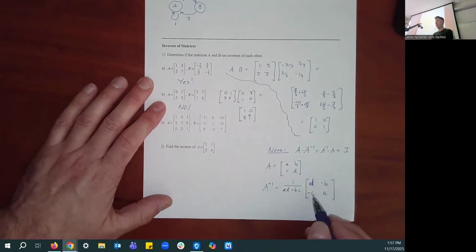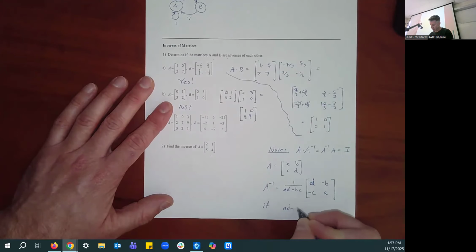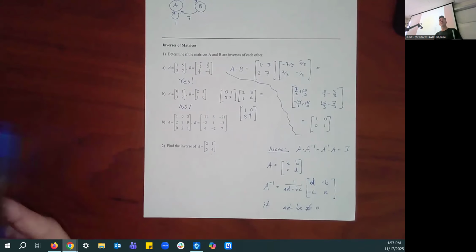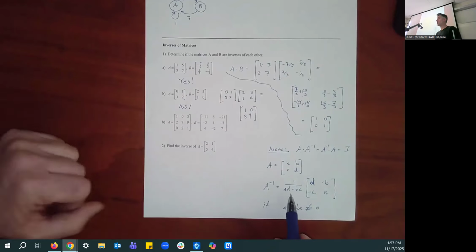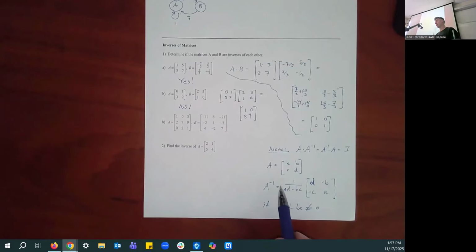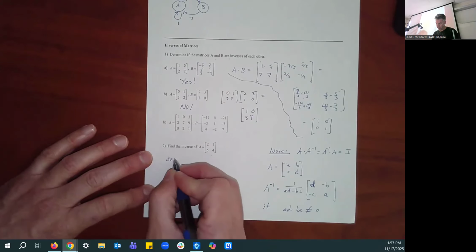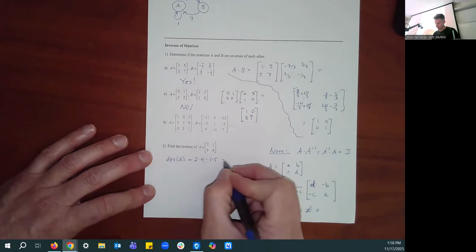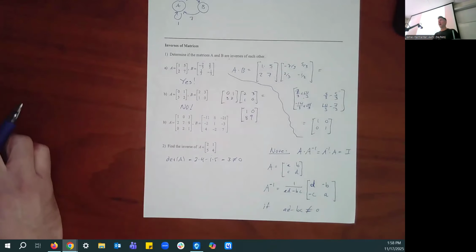And so this matrix exists as long as AD minus BC does not equal 0. Because if that was 0, then we'd be dividing by 0 and then it wouldn't work. So what this really means is that not every matrix is invertible. That quantity called the determinant of A has to be not equal to 0 for a matrix to have an inverse. In this case, that's going to be true. Here, the determinant of A is 2 times 4 minus 1 times 5, which is 8 minus 5, which is 3, which is not 0. So the inverse exists because the determinant is not 0.